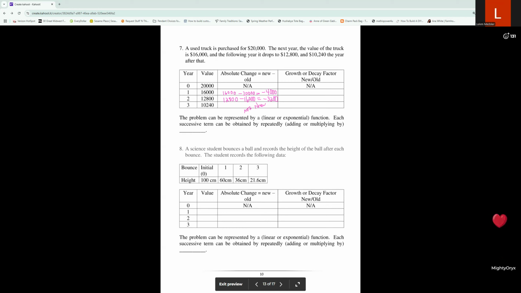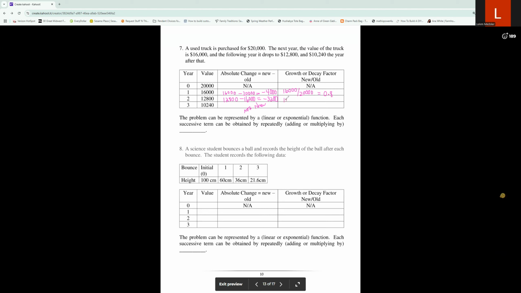Now we're going to check for exponential. Is it an exponential decay since it's losing value? So we do the newest value, which was the 16,000 for that year 1, divided by the previous year's value, which was 20,000. And remember, this is going to give us either a growth or decay factor, depending on if we were going up in value or down. We're going down in value, so notice this is less than 1. So technically, this means we decayed 20% from 100%, because this is 0.8.